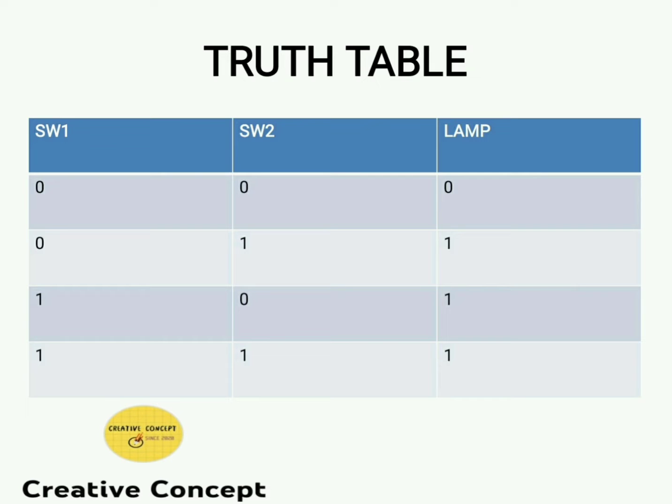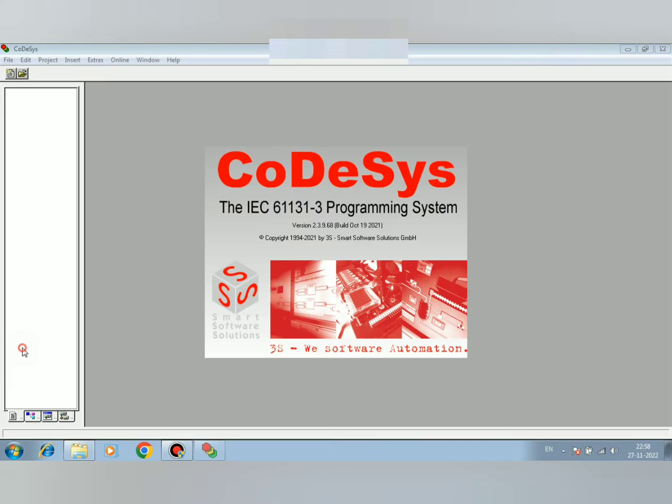And as we are aware, if any of the inputs in an OR gate is high or 1, the output is high or 1. And if both the inputs are off or low, the output is low. So this is the truth table for OR gate. Let us realize this truth table. Let us visualize this truth table using the PLC programming.